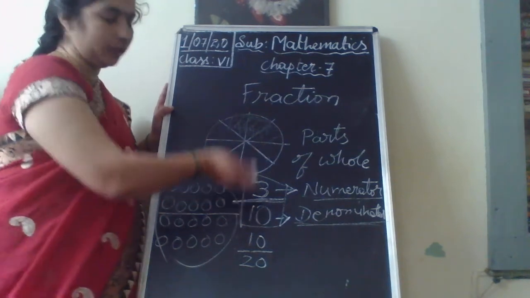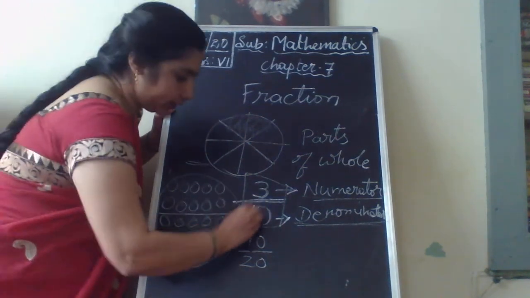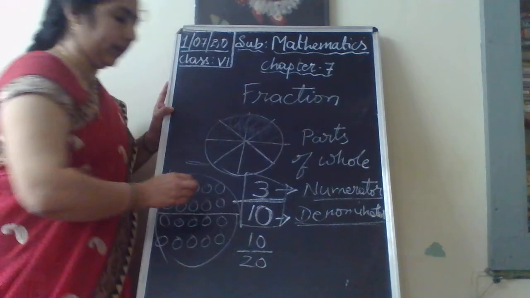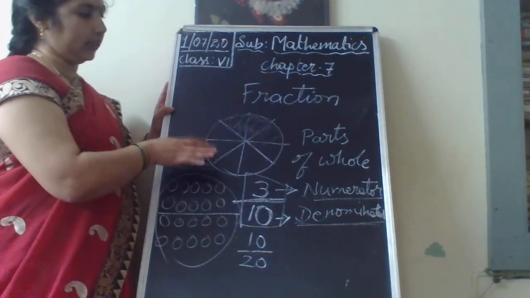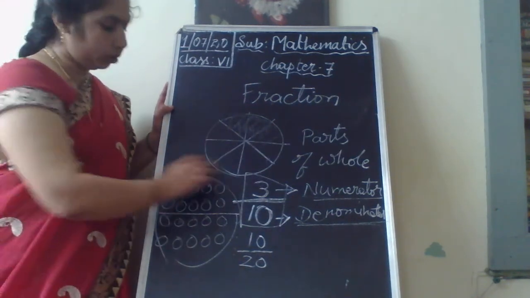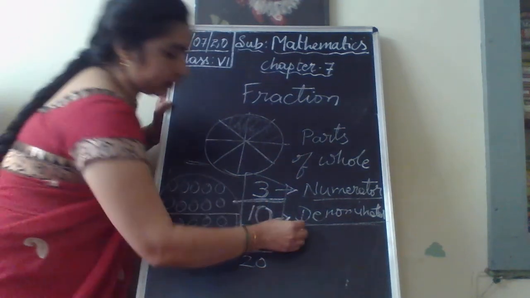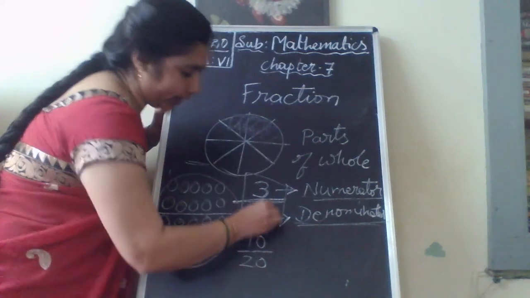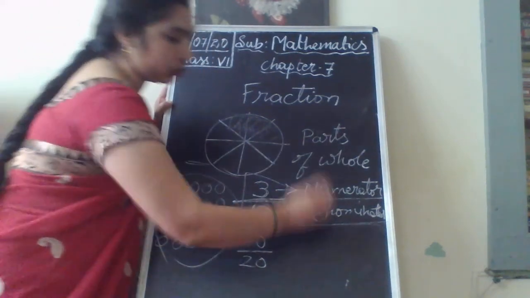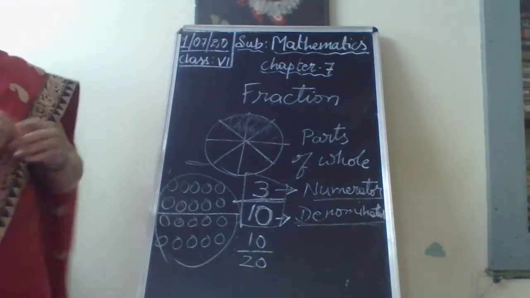That is the number which will be above the line. So what is the denominator then? The denominator means the total number of pieces the whole is cut into, or the total number of groups the whole group is divided into. That is the number which we write below the line. The number above the line is called the numerator.